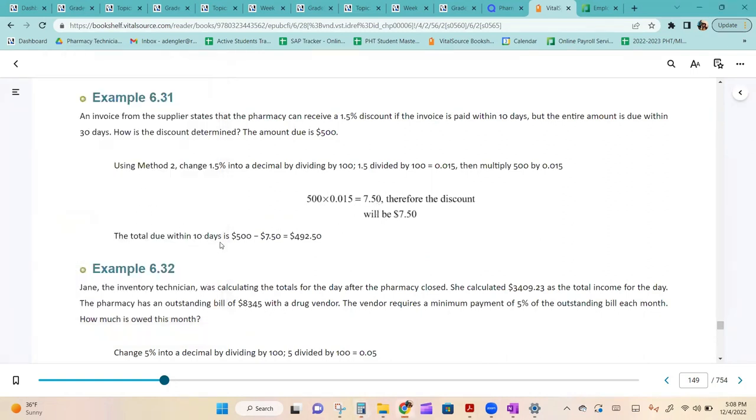And then the total due within 10 days. So they took the 500 and minus the 750 they would save if they paid it within 10 days. And it's 492.50.